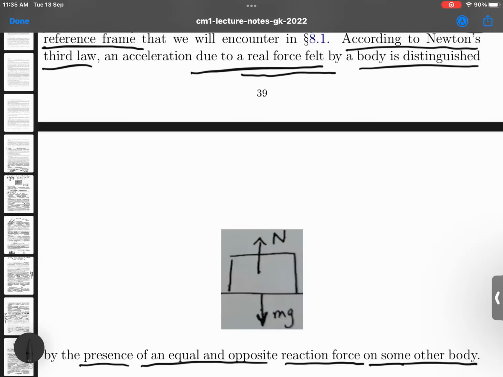What about gravity? Yeah. No, see, gravity is a real force. So the gravitational force due to the sun on the earth has a reaction force of the earth on the sun. So the earth attracts the sun towards itself. So gravity is very much a real force.